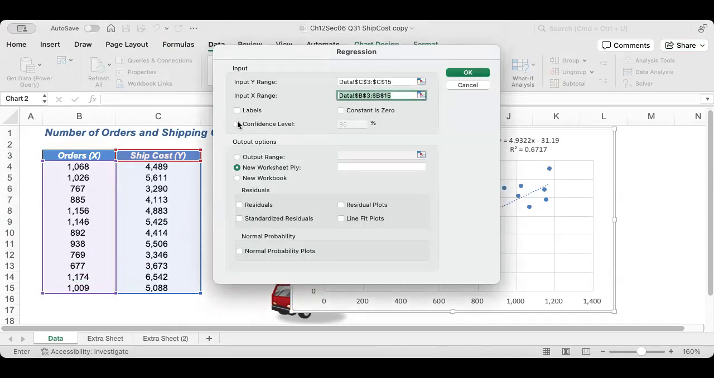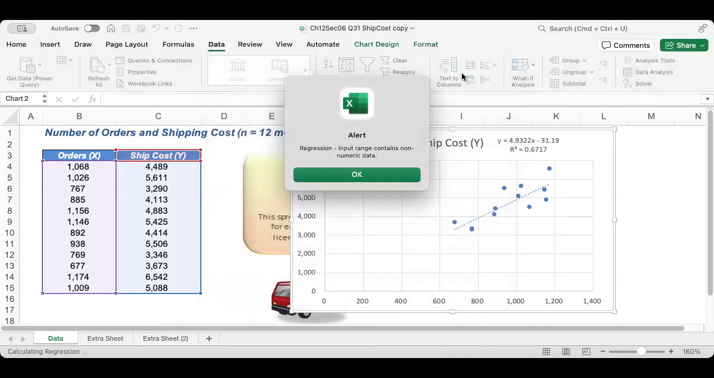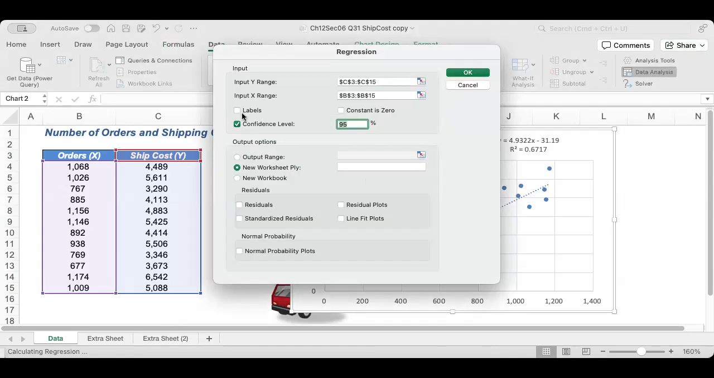I'm going to say I want the confidence at 95%. I'm going to ask it to just do the analysis. Put it in a new sheet. Oop. I forgot to check the labels box. I told it that I had included the labels, orders, and shipping costs. I need to check the labels box.